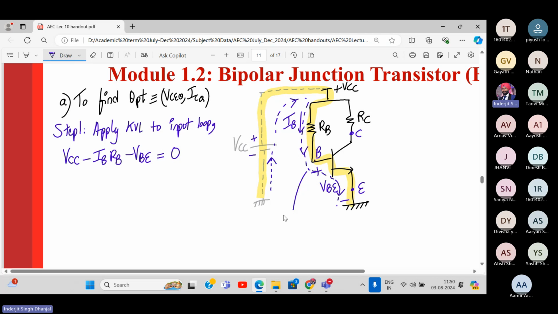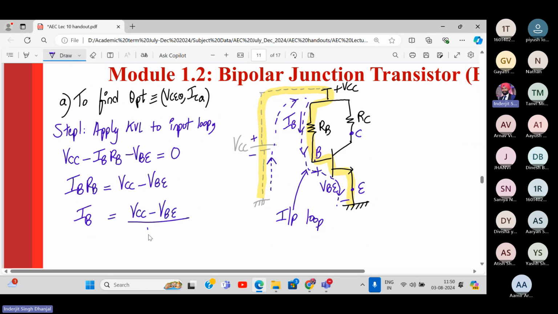This is my input loop, entire thing. Okay. So here, let me just take this aside on the right hand side, left hand side, and rest everything over here. Okay, this is what we get. So how much is IBQ? IB is how much? VCC minus VBE upon RB. Now, since we are following the Q point, that's why we write it IBQ. So this is how we find IBQ.